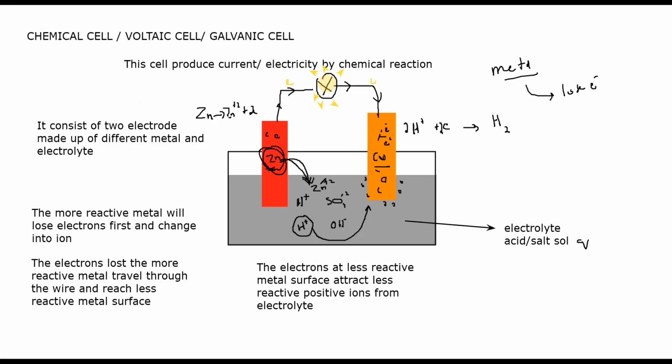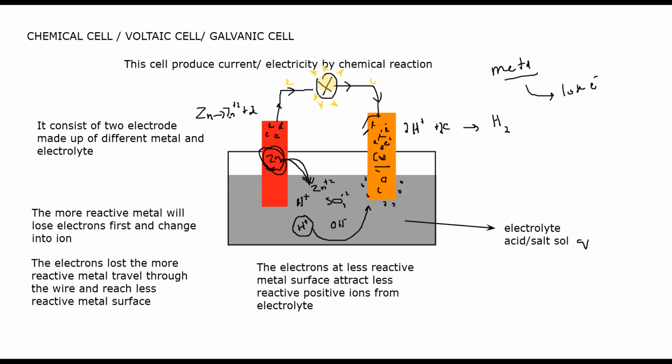So zinc atom will go inside the solution as a zinc ion. Electrons which are lost by the zinc will travel through the wire and it will stop at the less reactive plate because electrons cannot move within the electrolyte. Electron can only move through the wires.